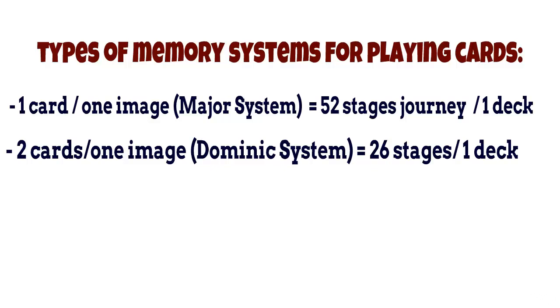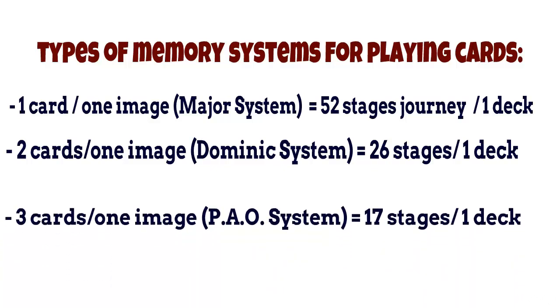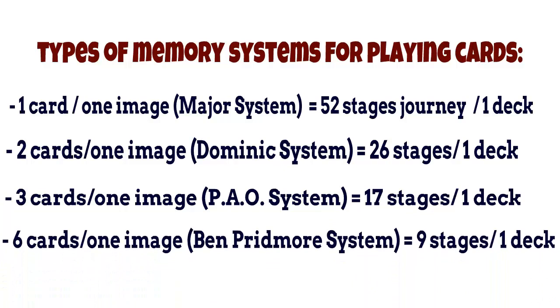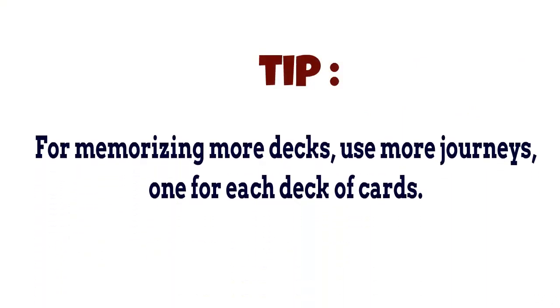Three cards, one image: person action object, the PAO system. You need 17 distinct points on your journey to memorize the whole deck. Six cards, one image: the Ben Pridmore system. You need 9 distinct points in your journey to memorize the whole deck. As systems include multiple cards in an image, the pre-learned code becomes more complex. Tip: for memorizing more decks, use more journeys, one for each deck of cards.